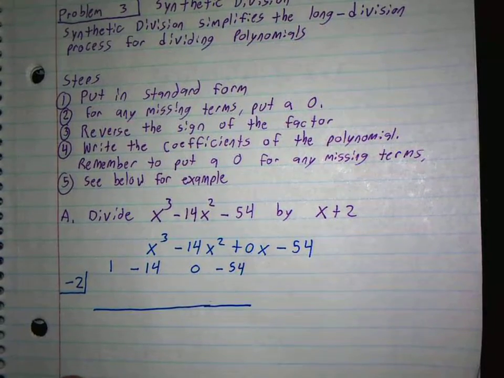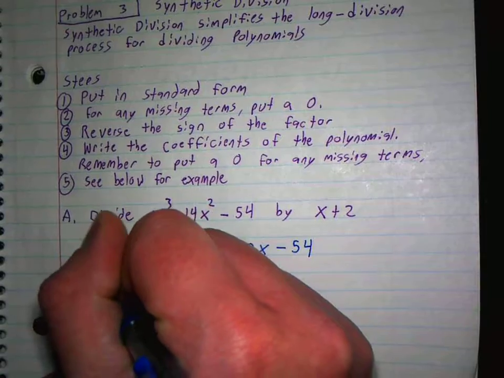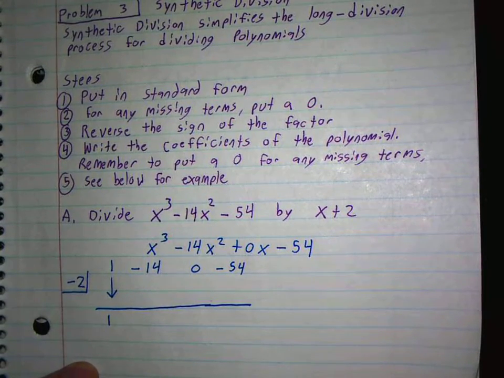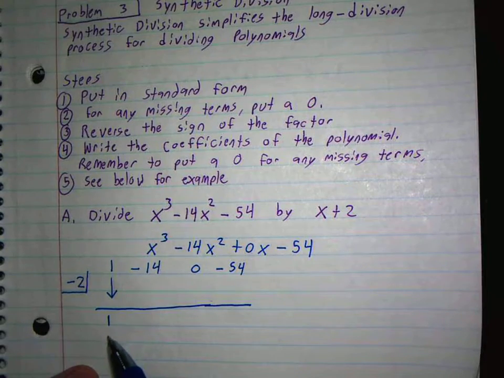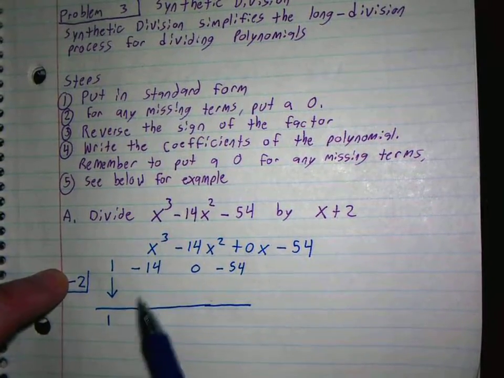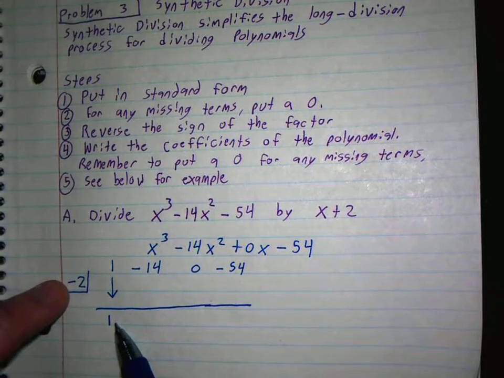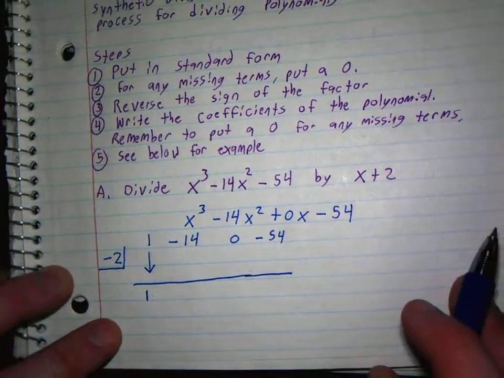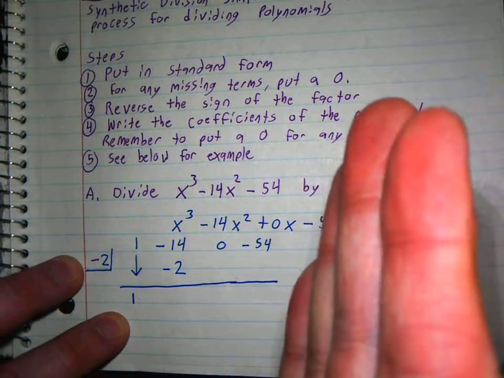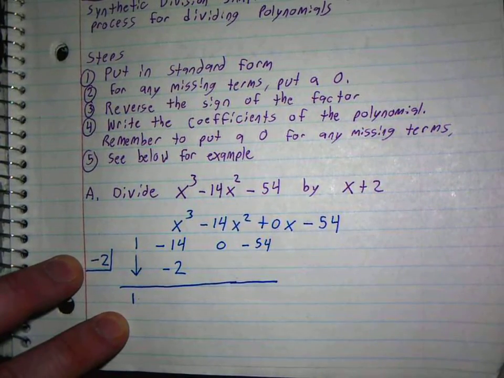But do you remember what you do next? Bring down the first term. And then what do you do? You multiply. Anything down here you always multiply by the negative 2 to put it here, right? So 1 times negative 2 is negative 2. And then you add, then you multiply, then you add, then you multiply.